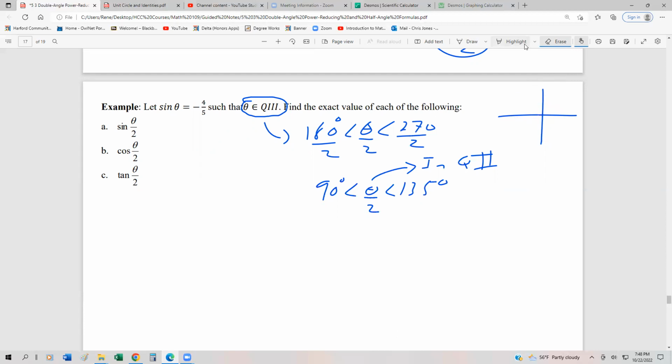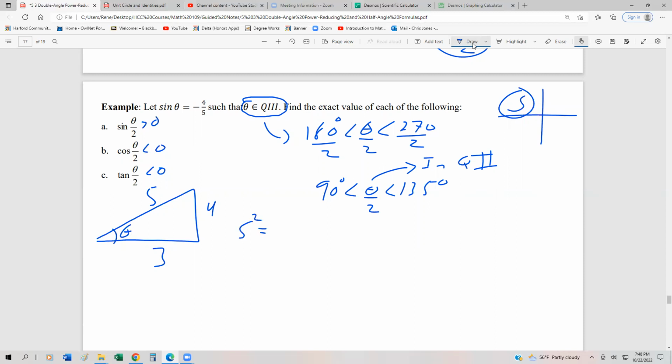And again, that means that in quadrant 2, only the sine function is positive. So sine is going to be greater than 0, cosine is going to be less than 0, and tangent is going to be less than 0. That's the first thing we always have to do with this. Now we're going to make a right triangle, ignoring the signs. So this is theta, opposite is 4, hypotenuse is 5. We know that's going to be 3, but if we don't know for certain, we can just use our Pythagorean theorem.